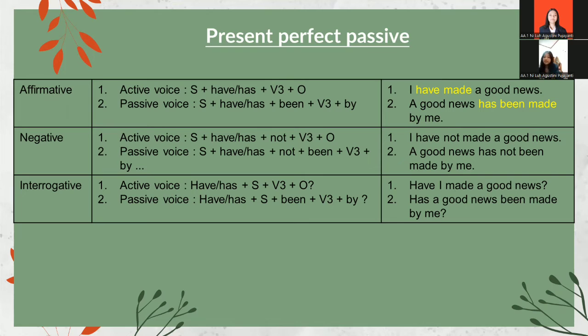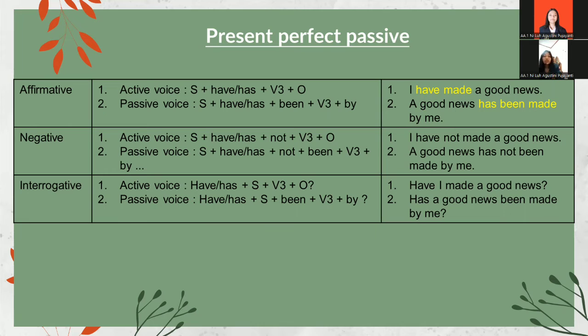In negative sentence, active voice has structure subject plus have or has plus not plus past participle or verb 3 plus object. And the example, I have not made a good news. In passive voice, the structure is subject, have or has, plus not, plus been, plus verb 3, plus by. So the sentence will be, a good news has not been made by me.